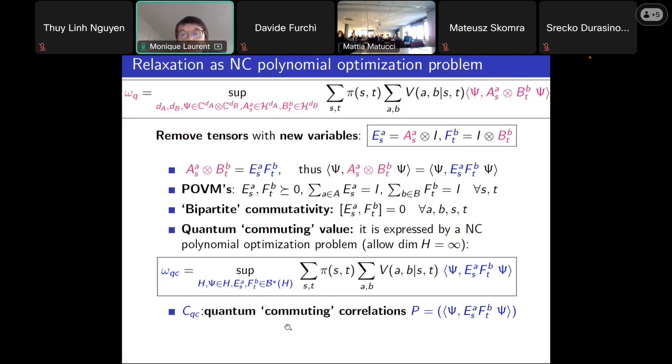So let's give a name to the set of quantum correlations which arise in this way. Actually, now they are called quantum commuting correlations. Let's call this set C_QC, and this gives us a bigger set than C_Q. By construction, it's clear that every quantum correlation is in C_QC. This is exactly what the construction shows. So the quantum value is, in principle, at most the quantum commuting value. And these are the different sets of correlations that Omar was alluding to yesterday.